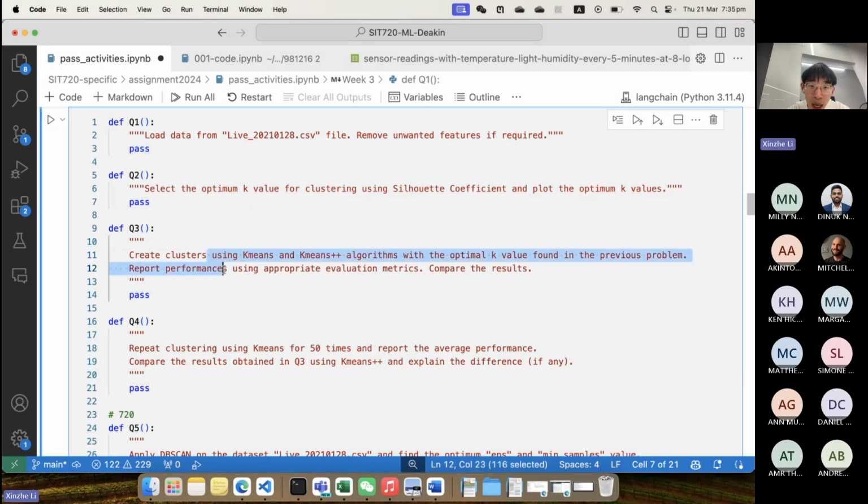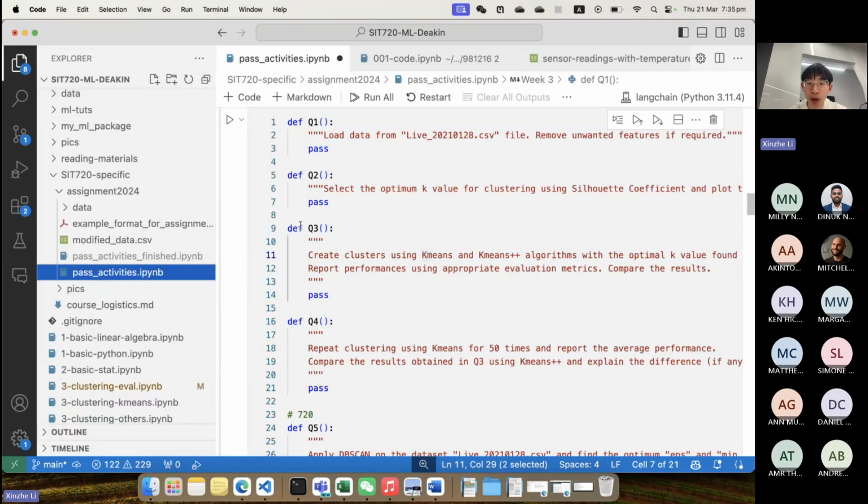So now you can see, for question 3, you will use KMeans and KMeans++. That's why I want to do the KMeans from scratch, so you will know what's different between KMeans and KMeans++. But can anyone tell me what's the difference between KMeans and KMeans++ before I explain?